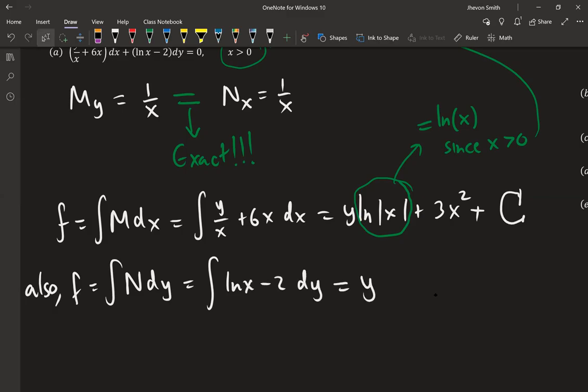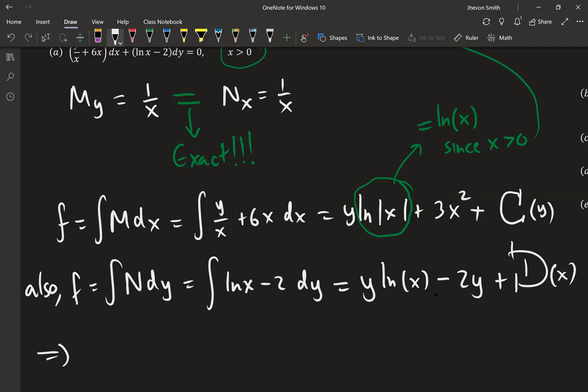This is going to be y ln x minus 2y plus some other constant that I'm going to end up ignoring. And this is potentially a function of y, and this is potentially a function of x. Now what I'm going to do, all the unique functions that appear, I'm going to find them. Okay, so I have the y ln x, that's repeated. I have the minus 2y, and I have the 3x squared.